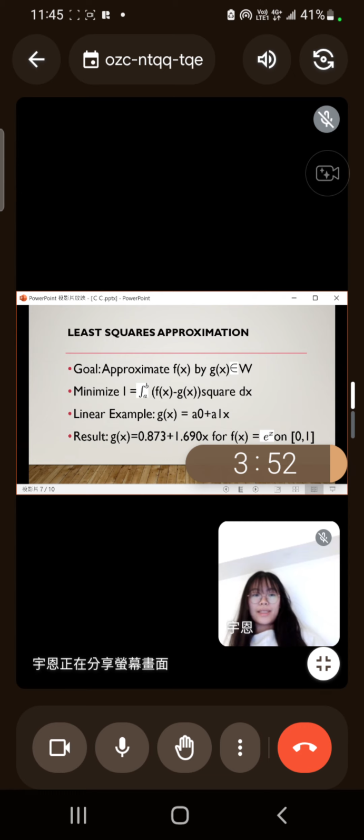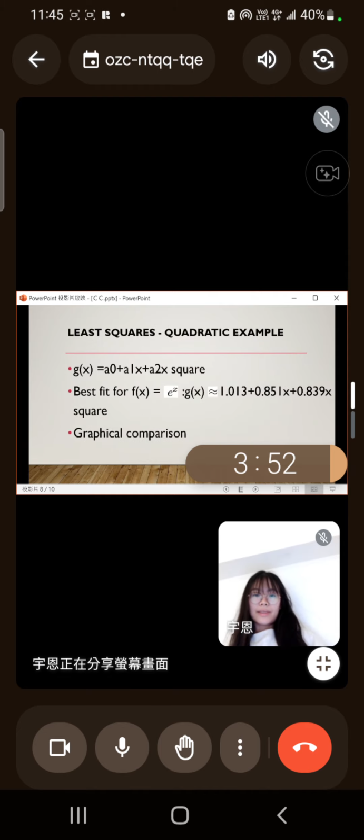And next is the least squares approximation. Moving on to the function approximation. The goal of least squares is to approximate a function f(x) with a simpler function g(x), minimizing the integral of the squared error. For example, when approximating f(x) equals e to the power of x on 0 to 1 with a linear function, we get g(x) equals 0.873 plus 1.690x.